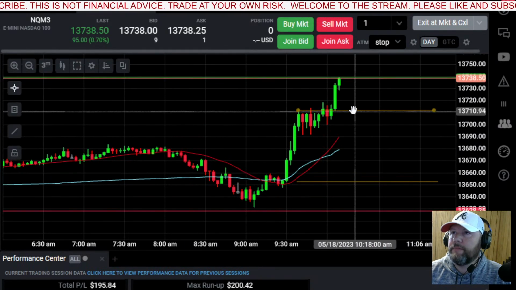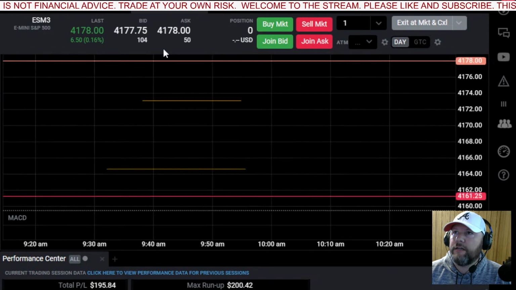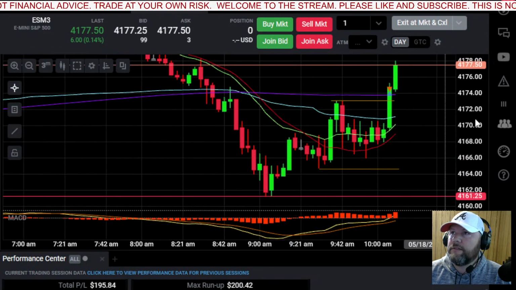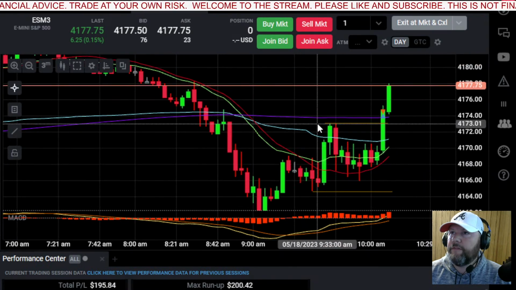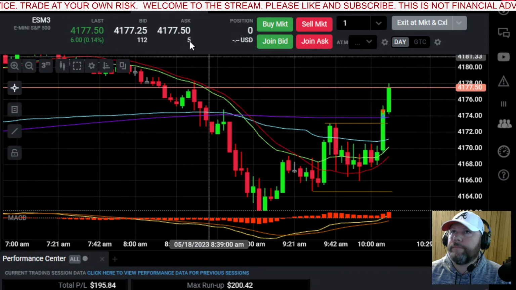Nasdaq still pushing to the upside here. Could have taken this breakout, but I tried to take it on the ES and just didn't hold it. 15-minute breakout playing out perfectly today.